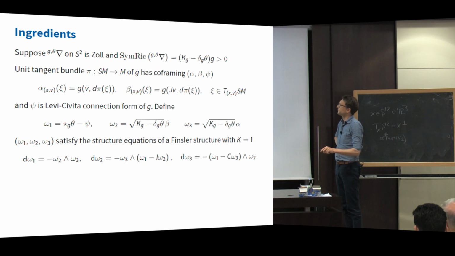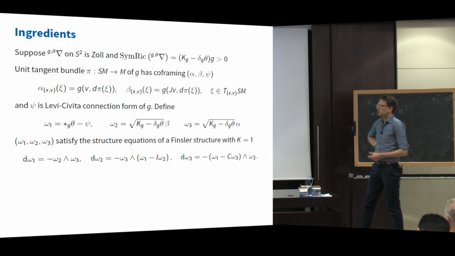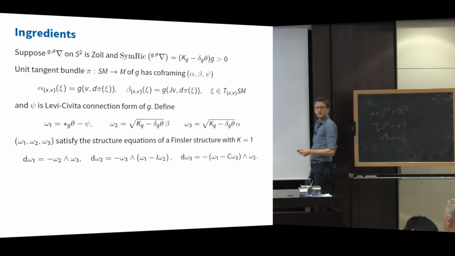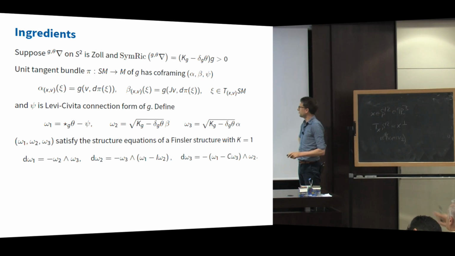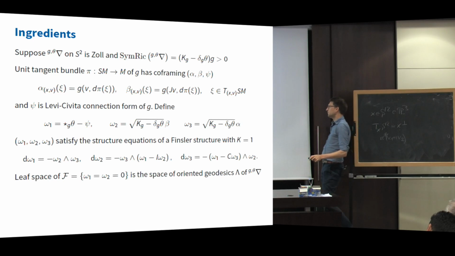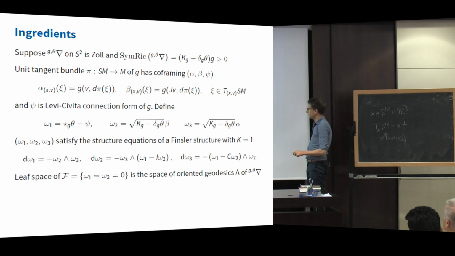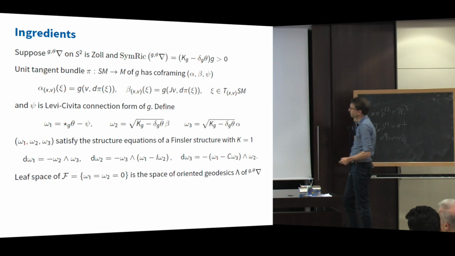So this, you want to think of that as the canonical co-framing of Cartan on the indicatrix bundle, right? These three forms. So these are the structure equations written down explicitly. So I already said that. So the leaf space of this foliation is, yes, the space of oriented geodesics of your Weyl connections.